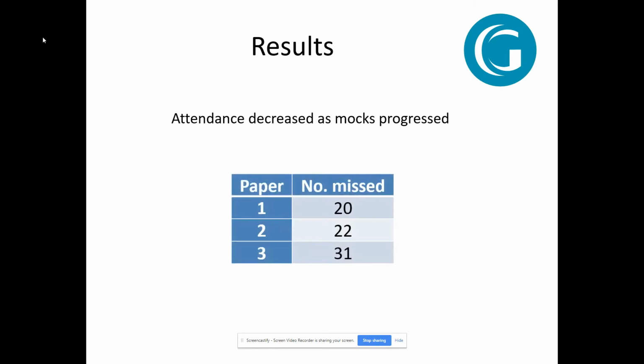Attendance also decreased as the mocks progressed. You can see within paper 1 to paper 3, 11 learners attended less out of that. Various factors are behind this.